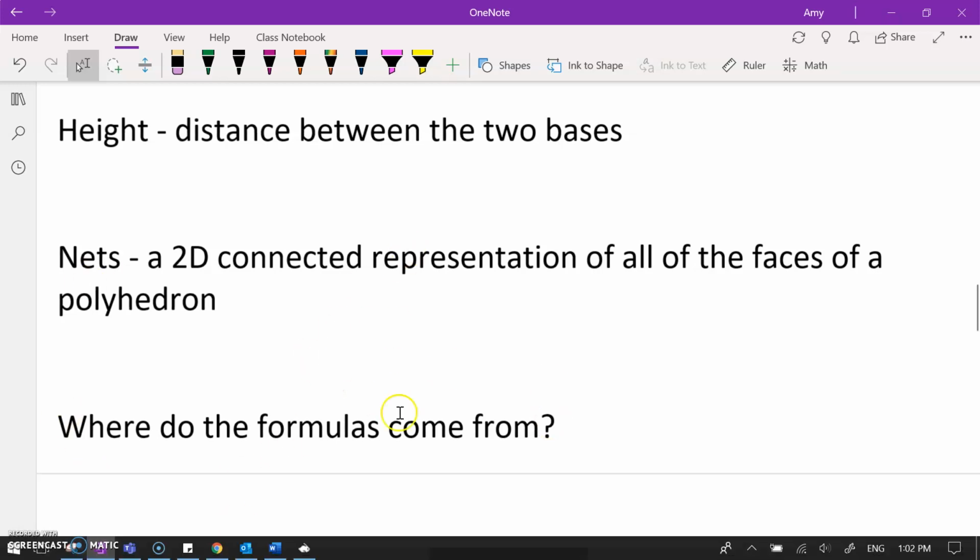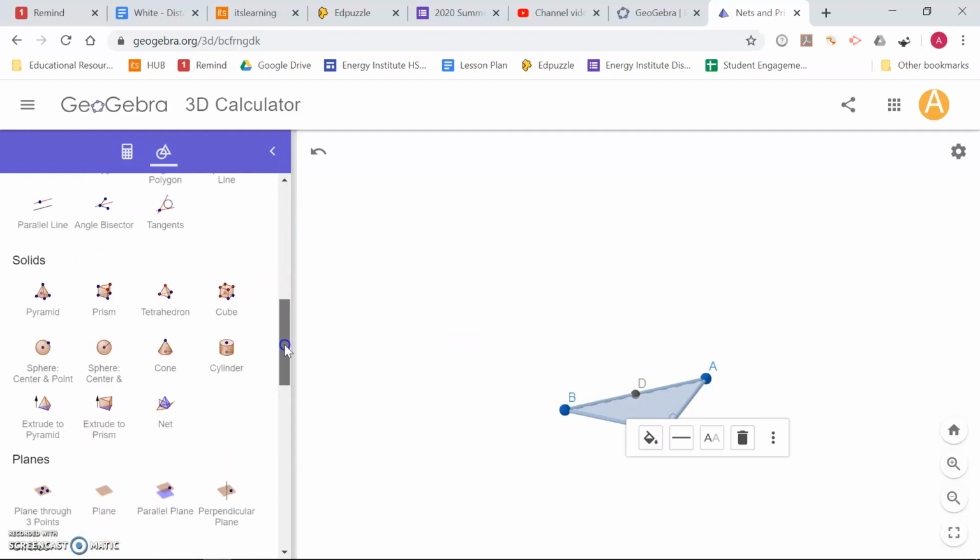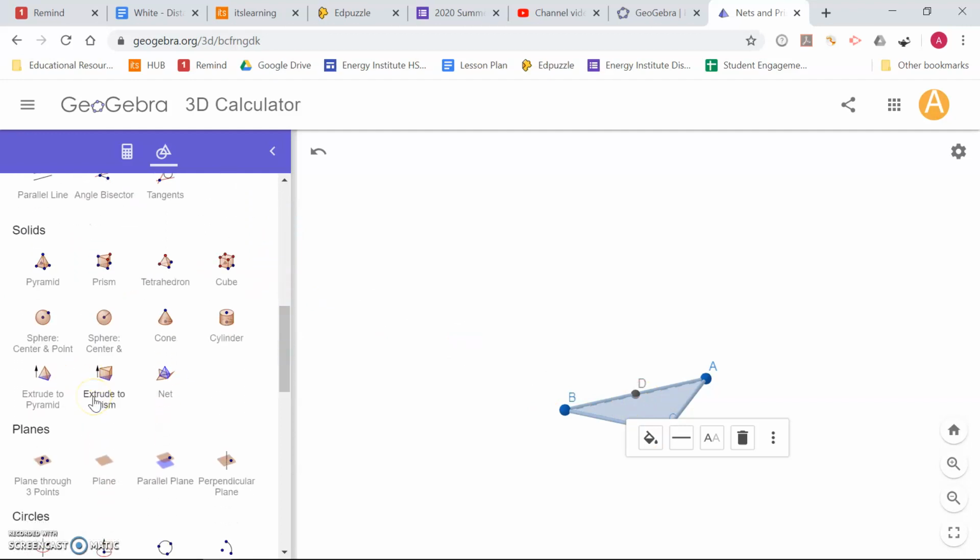Now, to talk about surface area and volume, let's actually go and make a figure. So here I have a polygon. It's a right triangle. And I'm going to take that polygon and turn it into a prism. To turn it into a prism, I am going to extrude that.